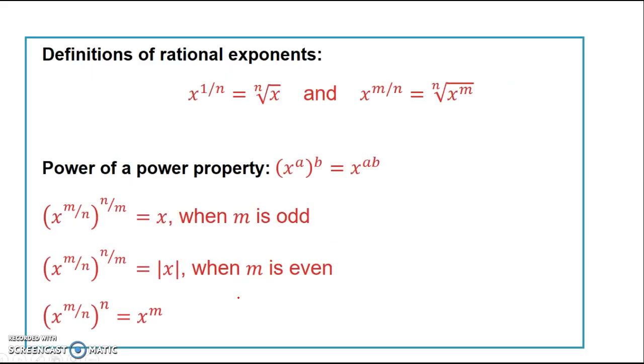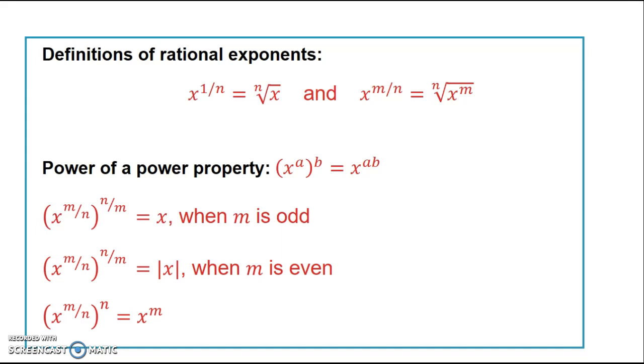Because you remember that the square root is really the same thing as x to the 1 divided by 2. I have this defined on the next slide. X to the 1 divided by n is equivalent to the nth root of x, and x to the m divided by n is equivalent to the nth root of x to the m. So rational exponents are really radicals in disguise. The steps that we use to solve radical equations are going to be very similar to the ones that we use to solve these types of equations.